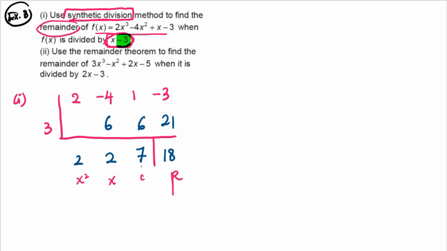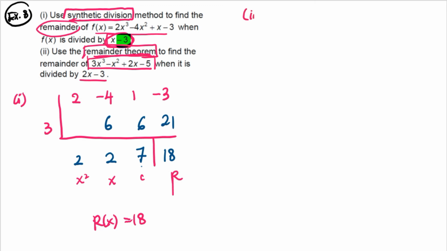Now the question asks us to find the remainder, so you just need the remainder. R of x in this case is a positive 18. That's the answer. Let me write here, R of x is 18, the remainder. Now, in the second question, we are asked to find the remainder of this when divided by this using the remainder theorem. We know that before this, suppose we have this function.